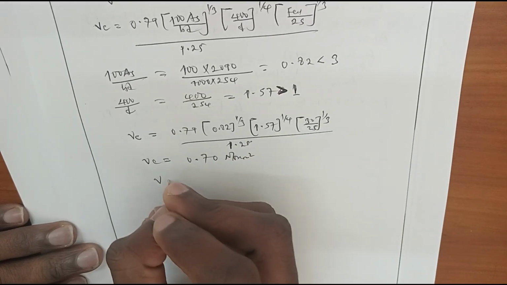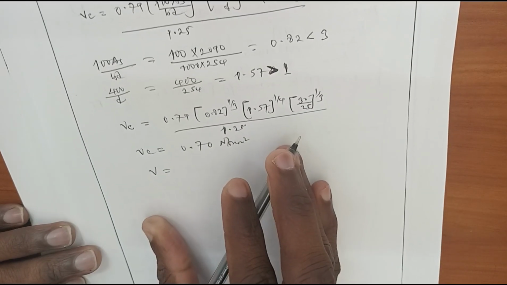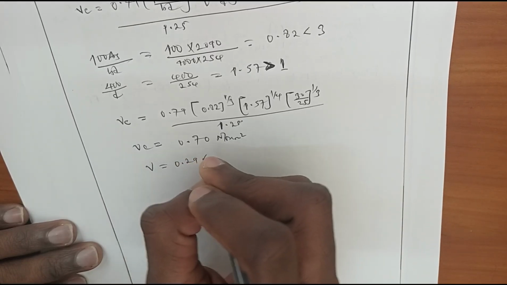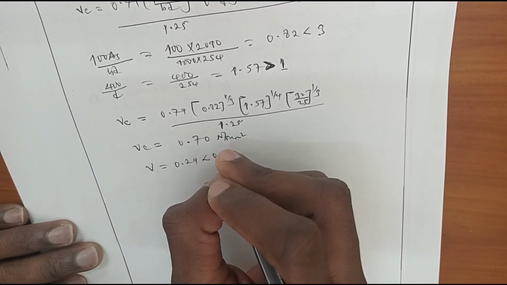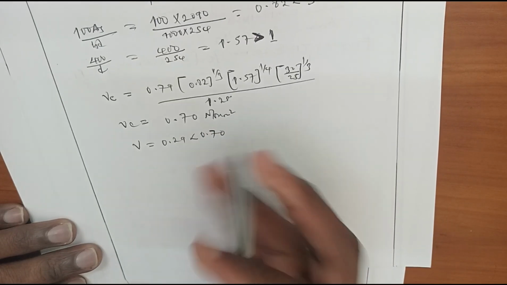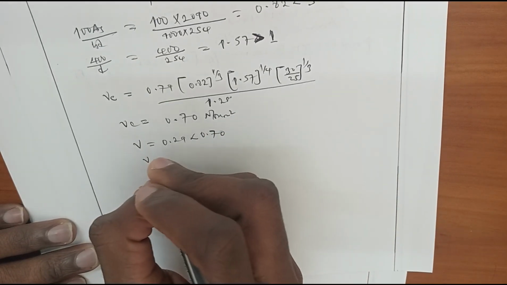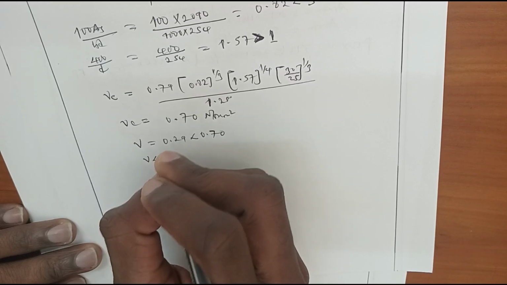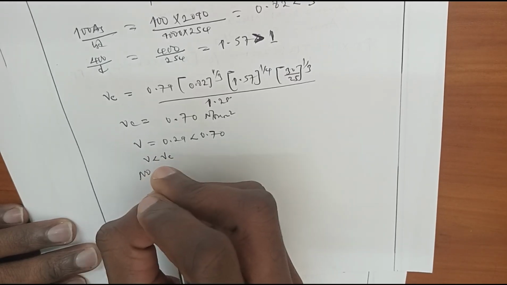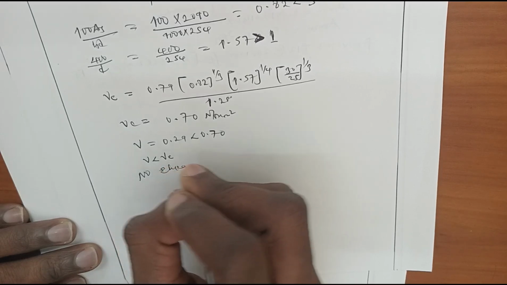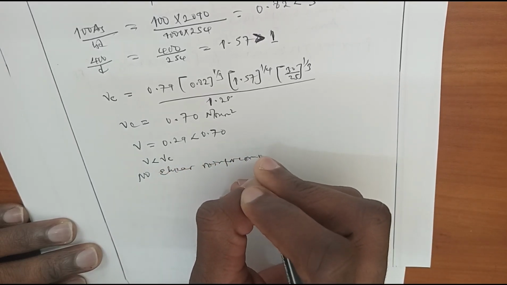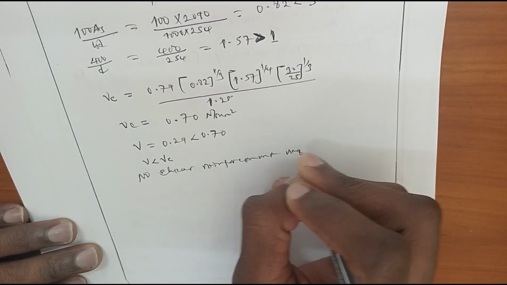Now, the shear stress for the stem was 0.29. This is less than 0.70 for concrete shear stress. So, since shear stress of the stem is less than concrete shear stress, hence no shear reinforcement is required for the stem.